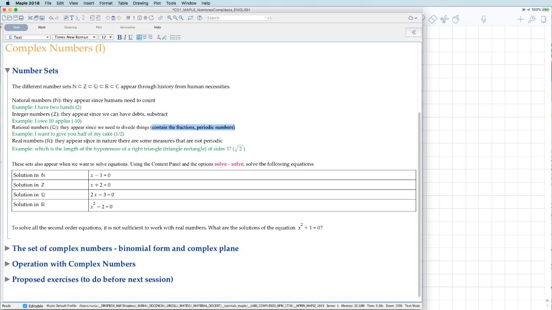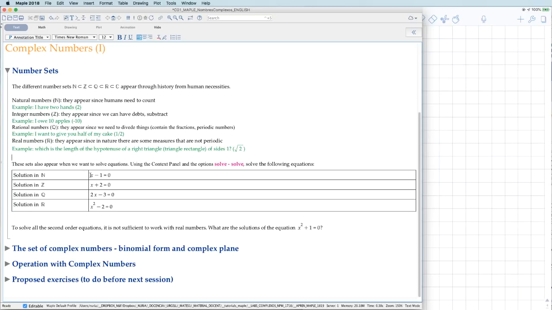And finally, also in nature, we have some measures which are not periodic numbers. So for instance, square root of 2 or pi. These numbers, which have an infinite number of decimal places but are not periodic, are called irrational numbers, and when we join them with the rational numbers we get the real numbers.